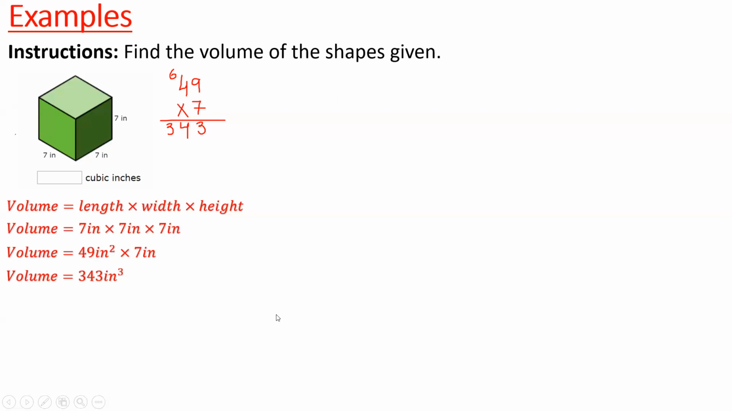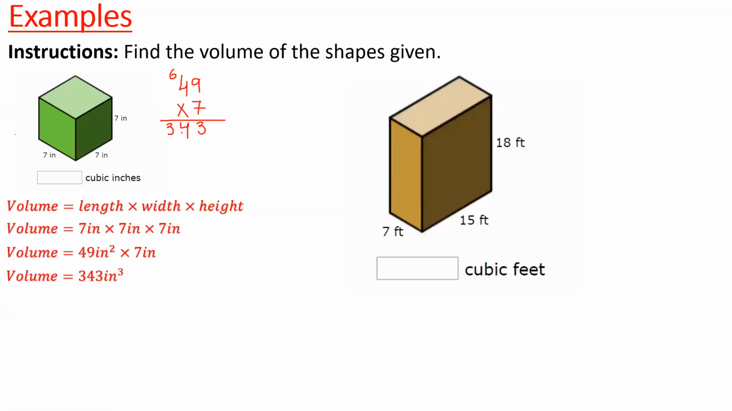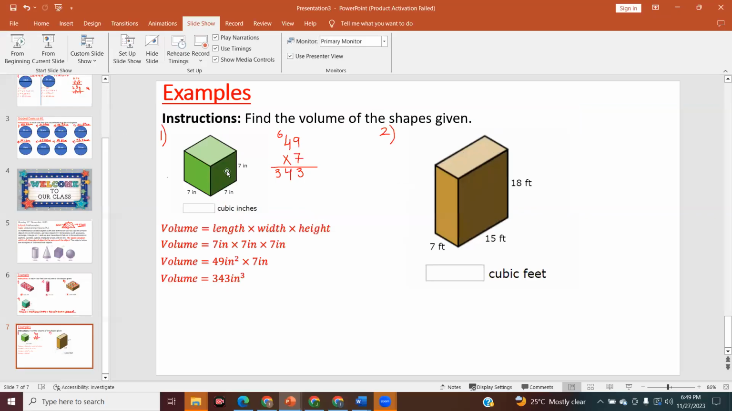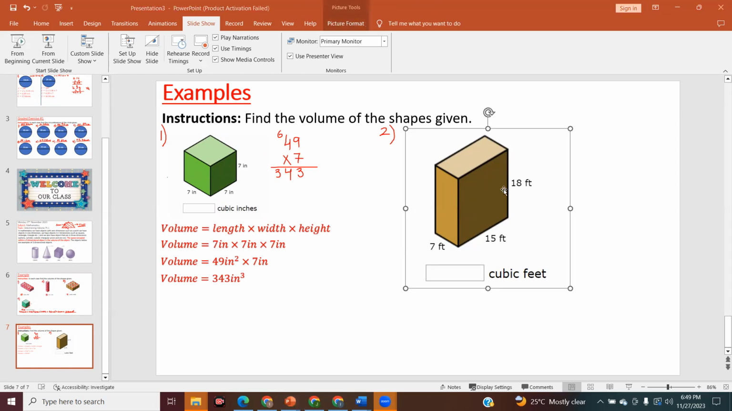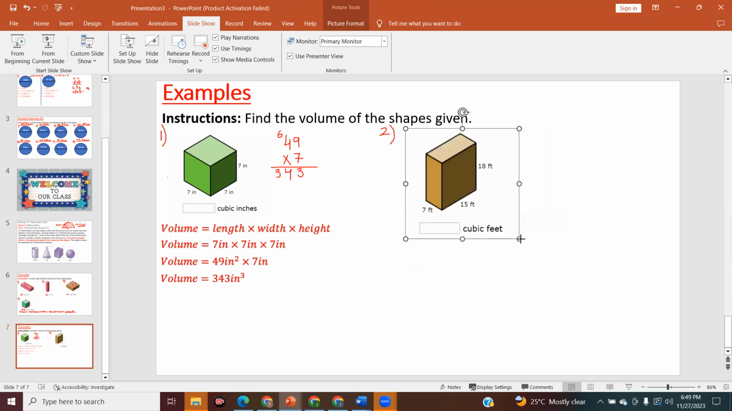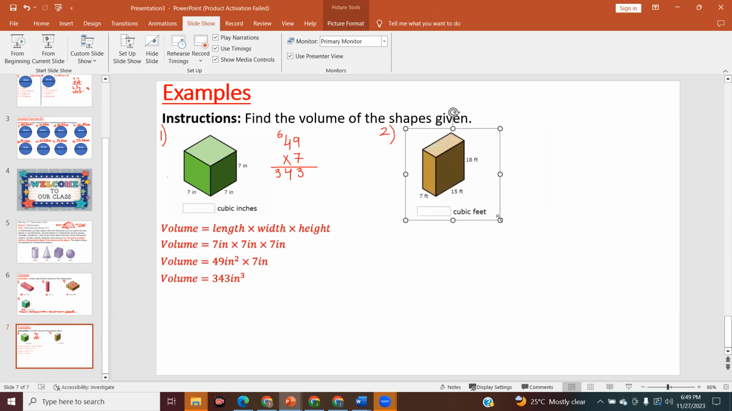Let me put this on the screen so you can see. This is number 1, and this one is going to be number 2. The one on the left-hand side is the cube, and the one on the right-hand side is the rectangular prism. The goal here is still to find the volume of the shape. Now remember what volume is.